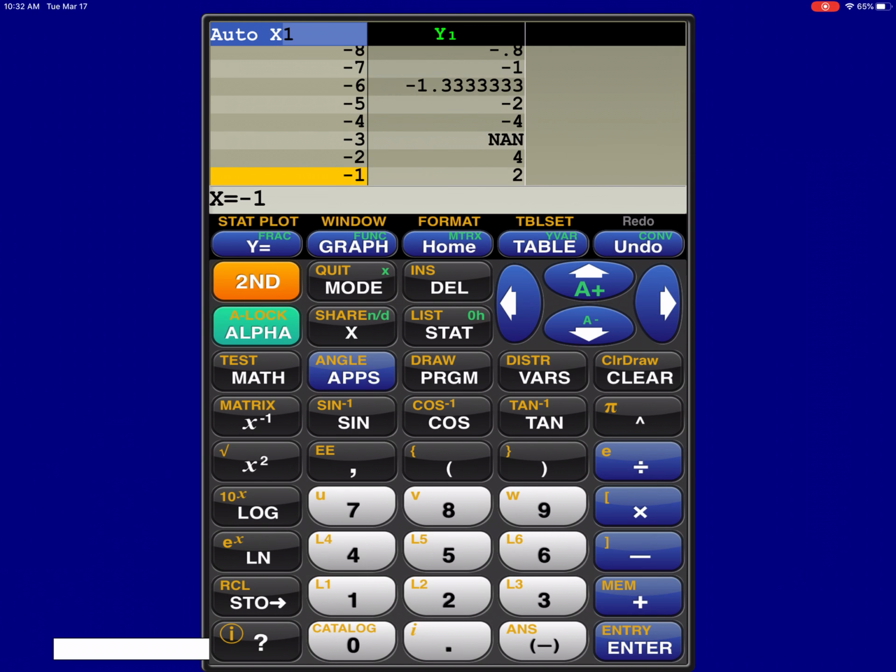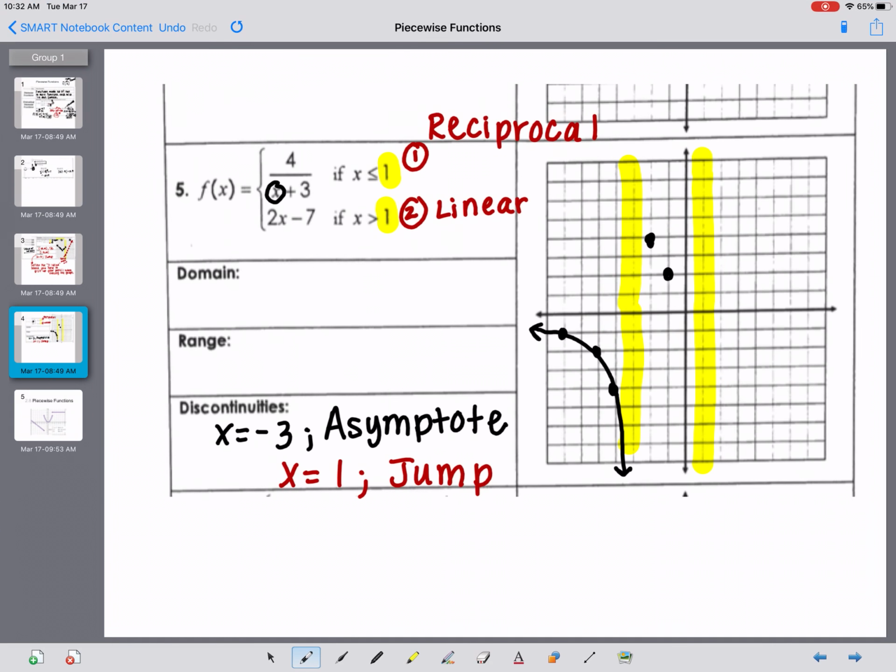Remember, we have to include the value of 1. So let's see what 1 is. 1 is 1. Okay. So when I go to 1, 1, because of my symbol, I'm going to have a filled in circle, okay? If it was just a less than, then I wouldn't.